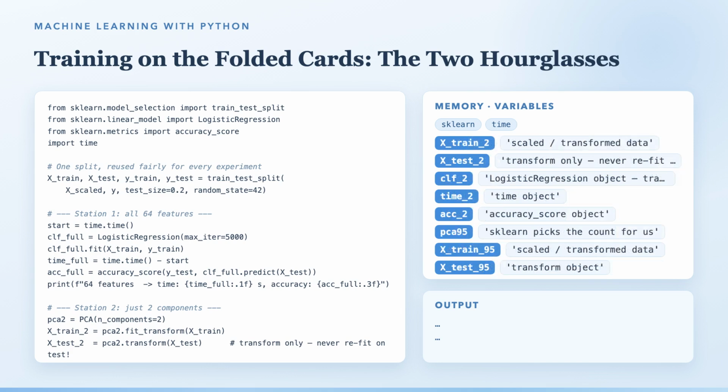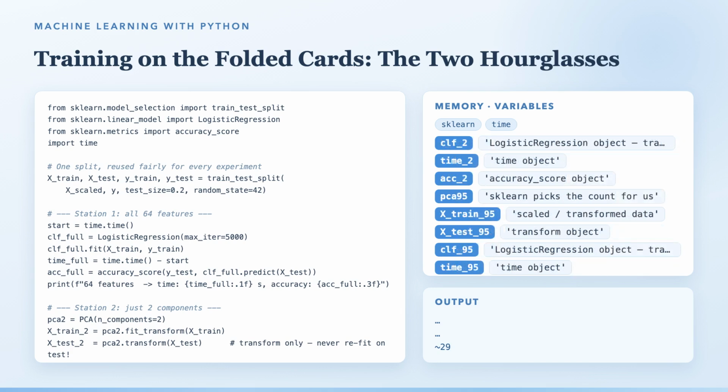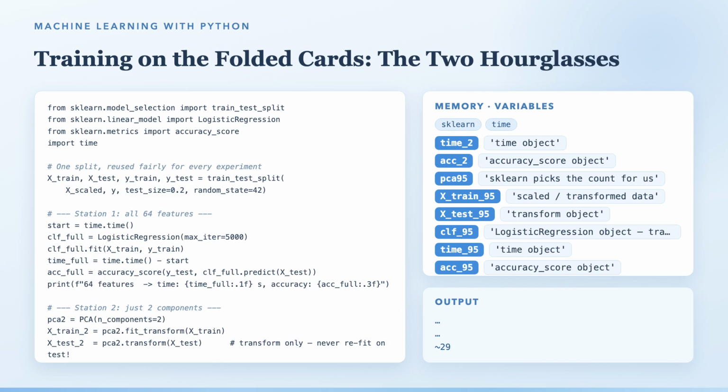Station 2. pca2, with n_components 2, fit_transforms the training data, and only transforms the test data, never refit on test. Another timer, another fit, clf_2. Station 3, pca95 uses n_components 0.95, so scikit-learn chooses the count itself, about 29, and clf_95 trains on those. 3 times, 3 accuracies, printed side by side.